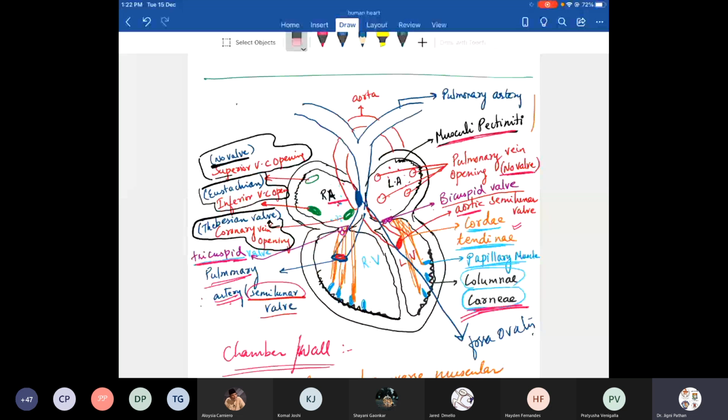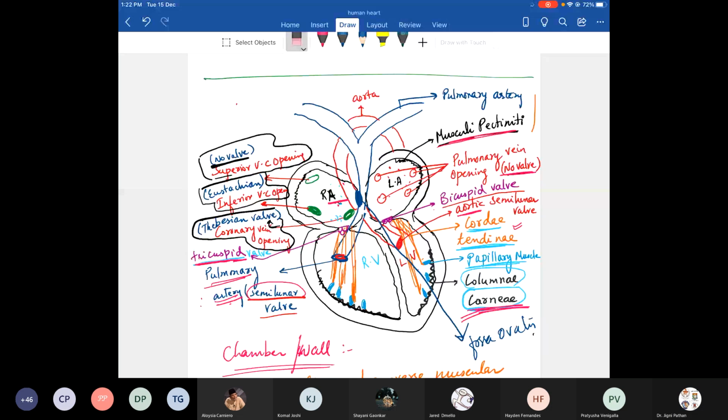The left auricle opens into the left ventricle by the bicuspid valve. It is bi because there are two cup-like structures, so it's a bicuspid valve. The bicuspid valve is also called the mitral valve. Please write it down. Clear? Next.